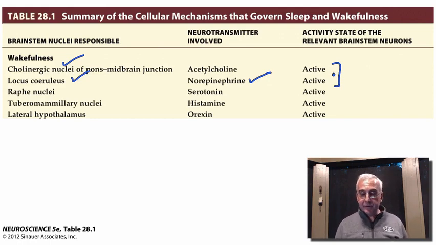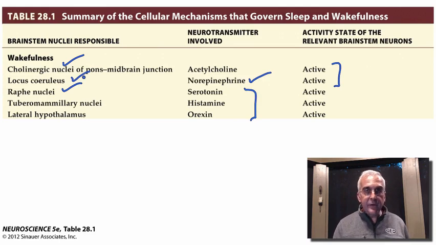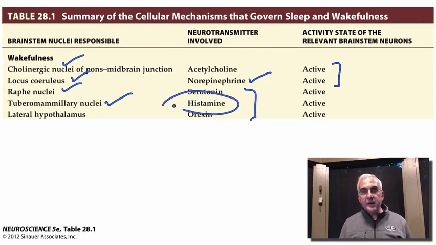But in addition to acetylcholine and norepinephrine, we also have other neurotransmitters. The serotonin system, which is derived from the midline raphe nuclei that are found right in the seam of the brainstem. Raphe meaning seam. There's an important nucleus in the posterior hypothalamus called the tuberomammillary nucleus. This nucleus produces histamine, and histamine, when it's active, promotes wakefulness.